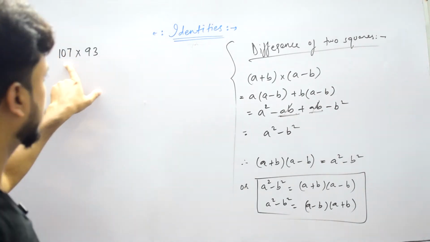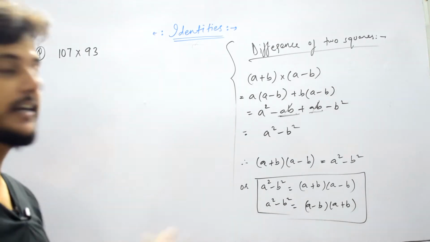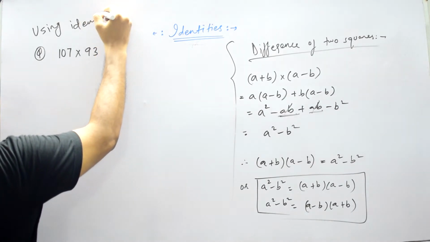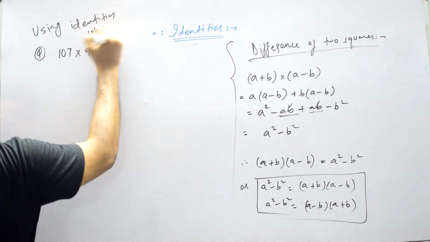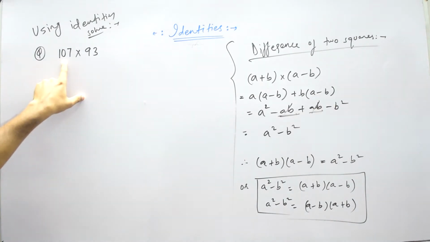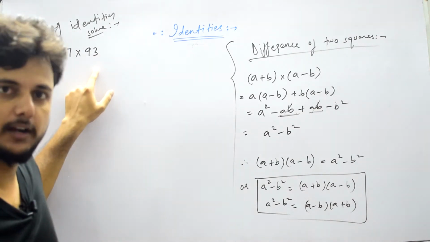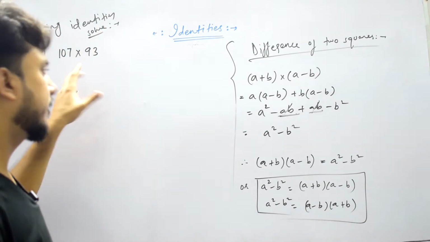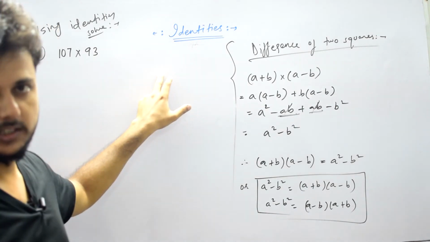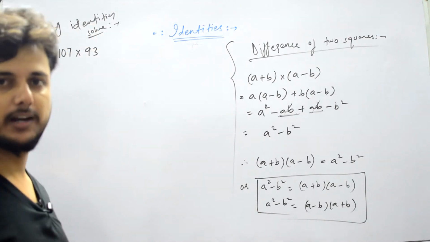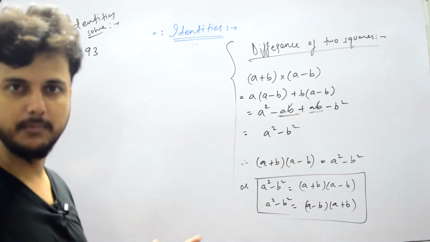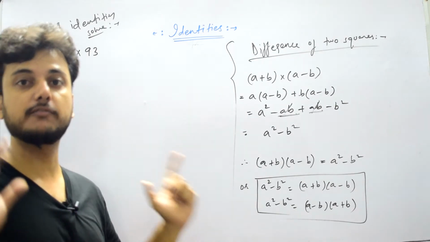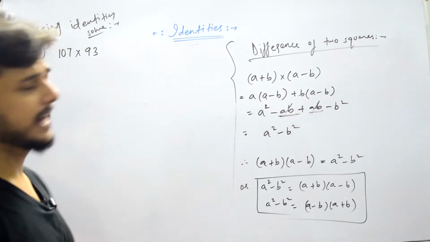Now let us see one more question. In this question, the question will say using identities, solve. Many students simply multiply it. You can multiply it, no problem, you will get the same answer. Whether you use identities or not, you will get the same answer. If you directly multiply, whatever answer you get, and if you use the identity and then solve, whatever answer you get, those two answers will be same. But the question says that you have to use identities. That means you have to use some formulas. We don't have to directly multiply it.